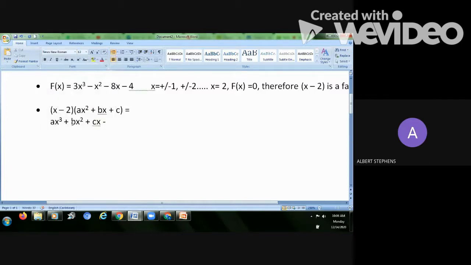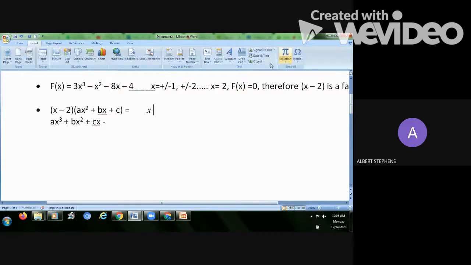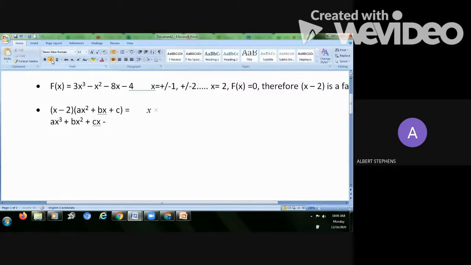All right, so x, no, hold on. x times a x squared. That's what we're working on. What power is beside that x there? There's an imaginary one.